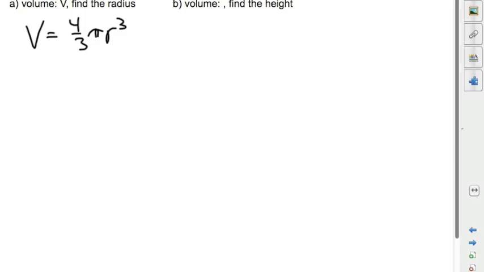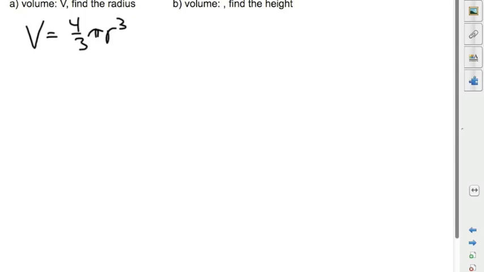Okay, so listen carefully, because I think the homework touched on some of these questions and some of you didn't know how to do this when it came down to the volume of a sphere. So here's our equation for the volume of a sphere.